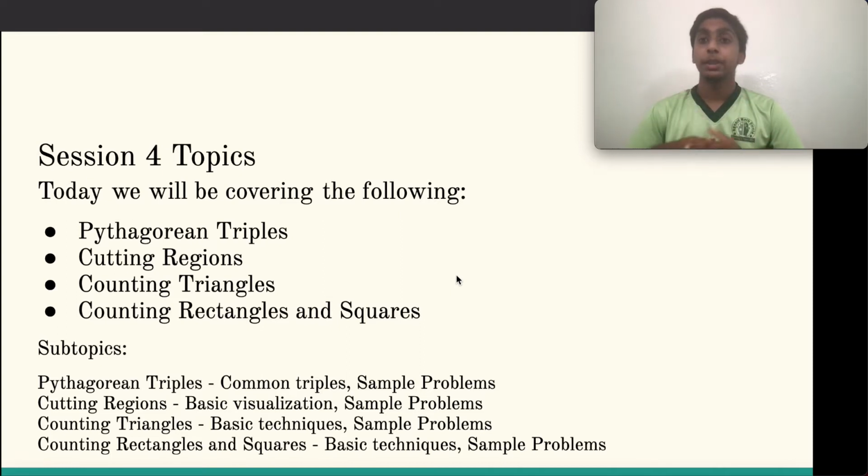And we have some subtopics today before we go straight into the main content. In Pythagorean triples, we're going to have common triples and some problems. In cutting regions, we're going to learn how to visualize them very basically, and then some problems. In counting triangles, rectangles, and squares, we're going to go over some basic techniques that you can use and some problems. Alright guys, so let's start.